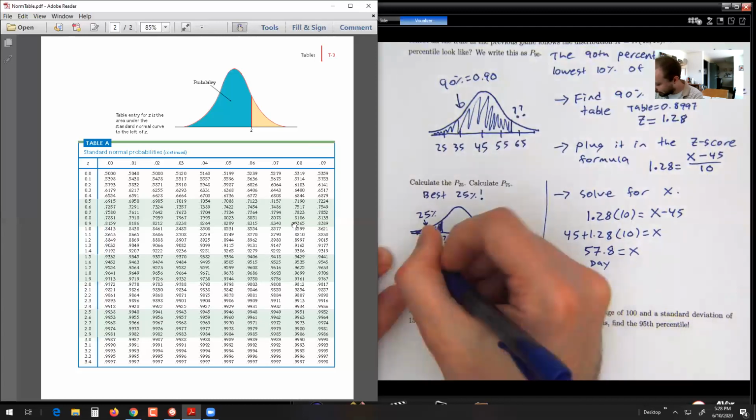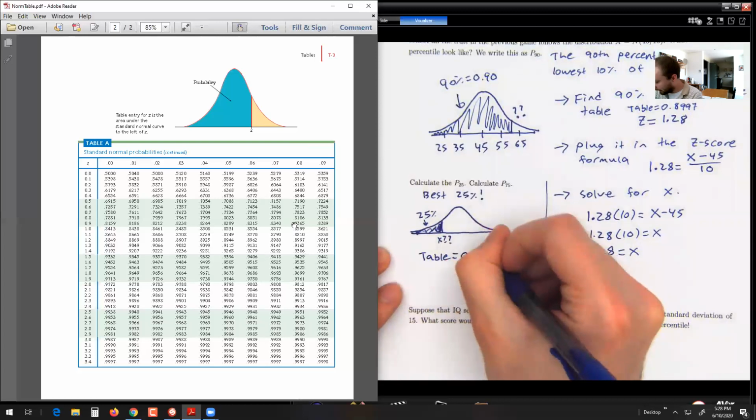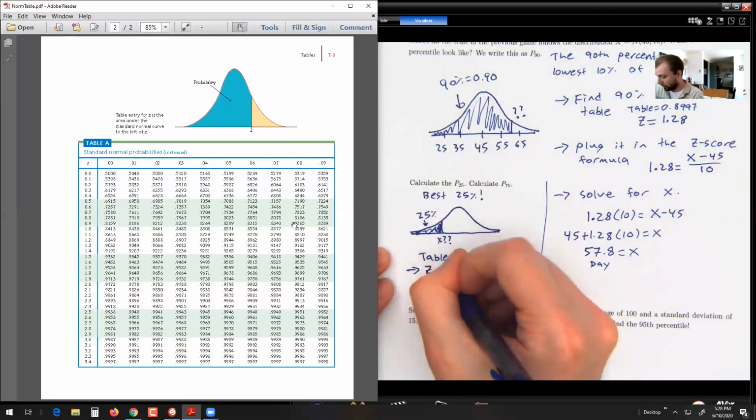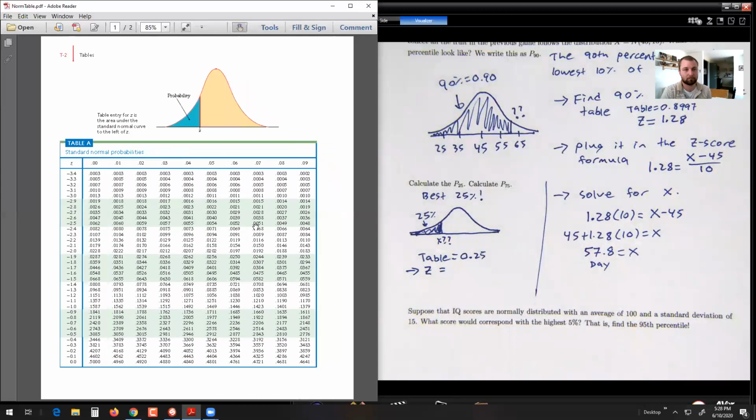So what I'm going to do inside of my table, I'm going to get as close as I possibly can to 25% to see what my z-score should be. So in my table, I'm looking for 0.25. Seeing it kind of close on the bottom here. 24.2, that's close. 24.5, 24.8, 25.1. It looks like it's between these two.